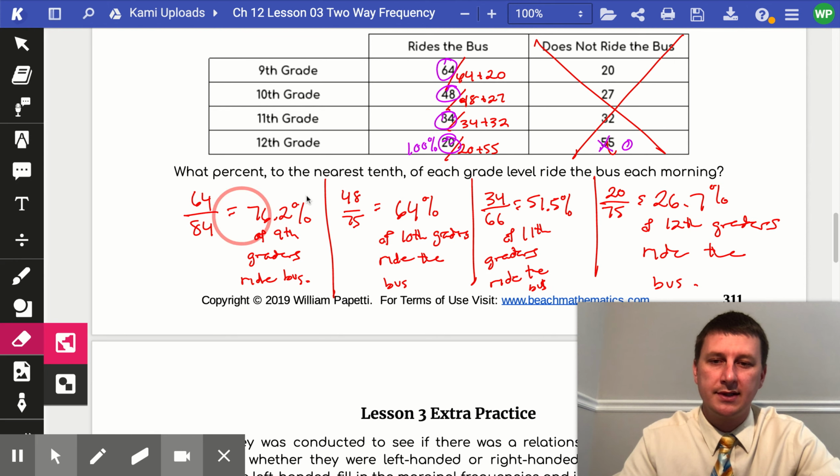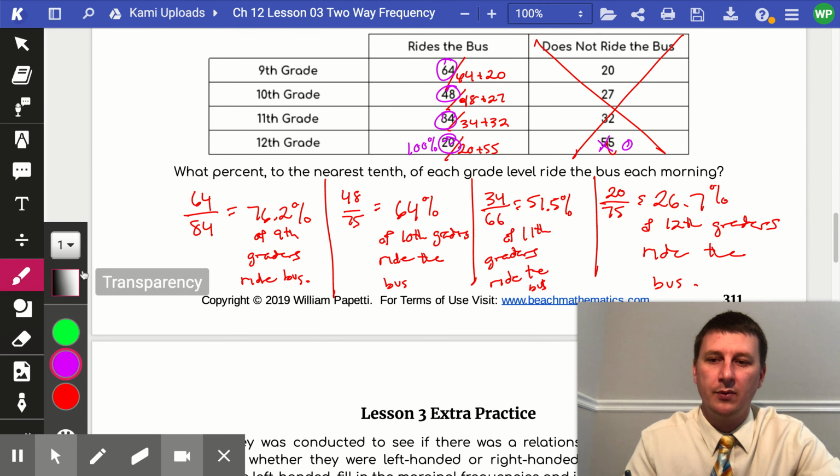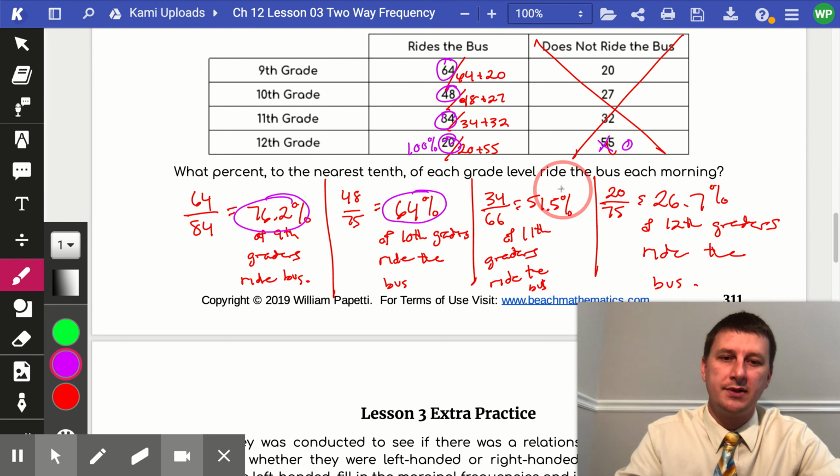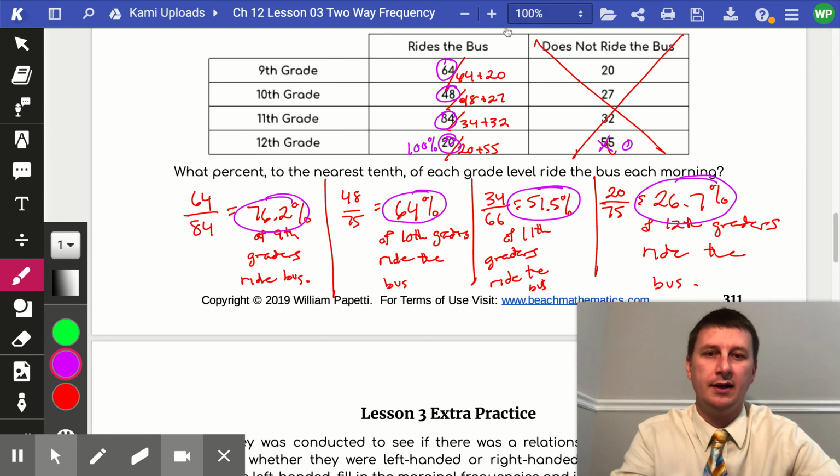And if we look at these percents, we do see that we have 76% down to 64%, then 51%, then 26%. So that seems to be normal too, because as you get older, you might have friends that have cars, or you might have a car, and you might drive to school instead of ride the bus.